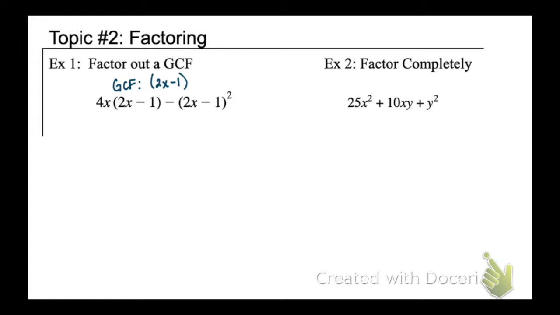So now if I pull 2x minus 1 out of each of those terms, what I have left is going to be 4x minus, and then in parentheses, 2x minus 1. Make sure you keep that 2x minus 1 in parentheses, because eventually we're going to have to distribute that negative.